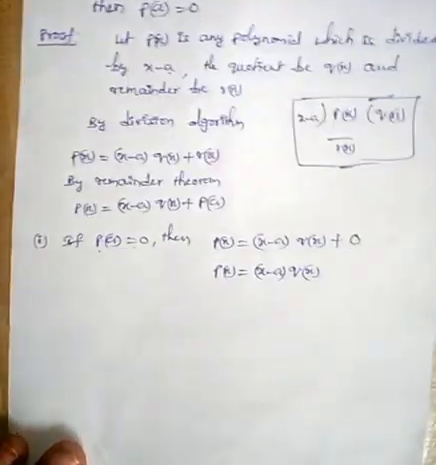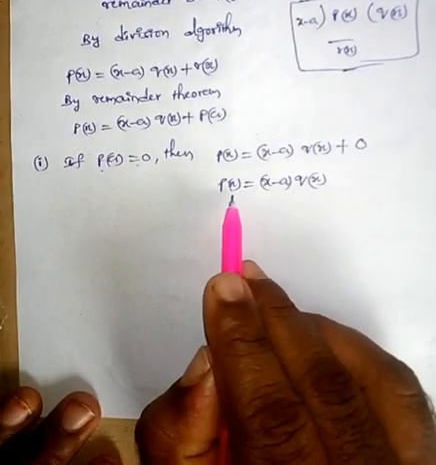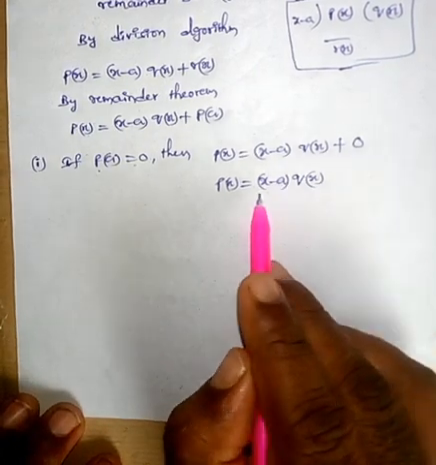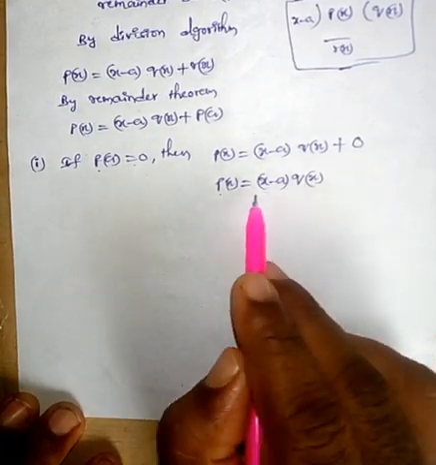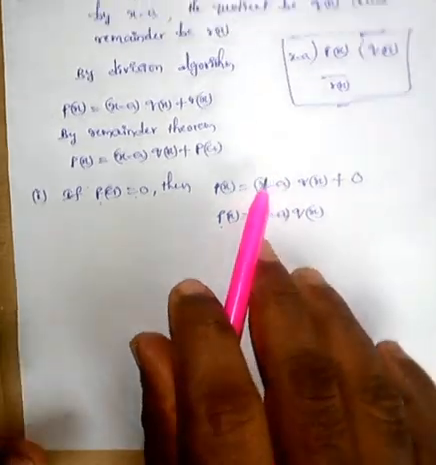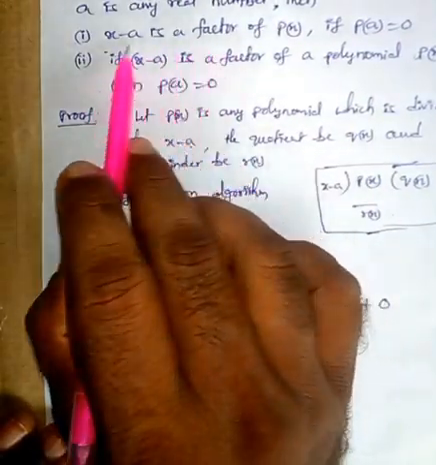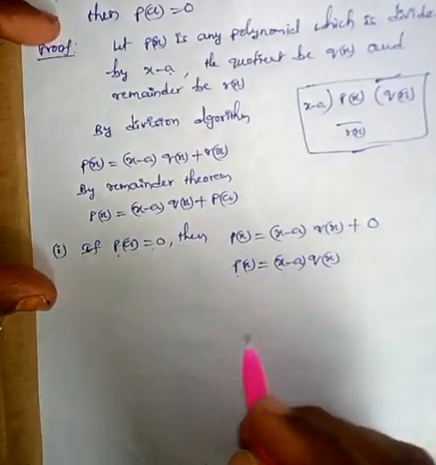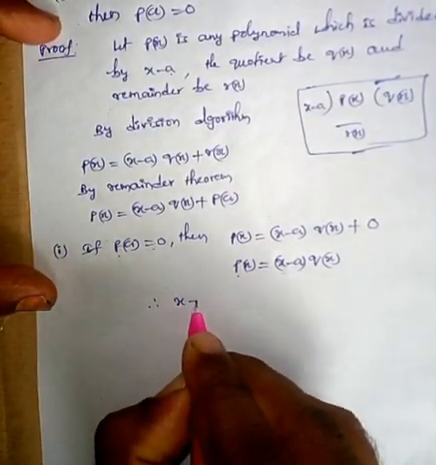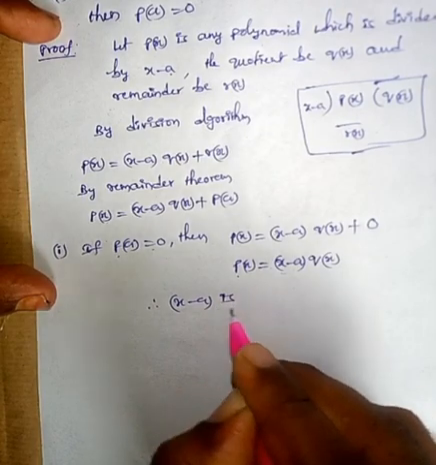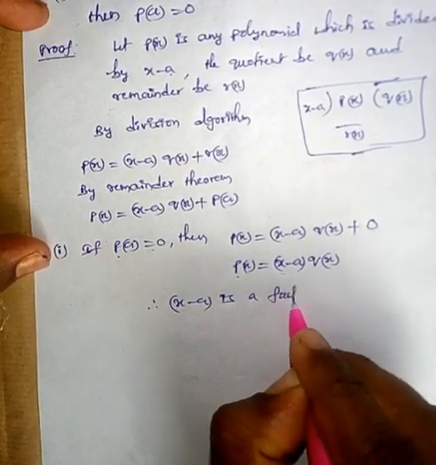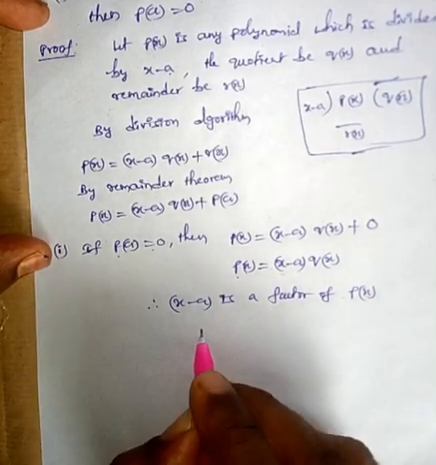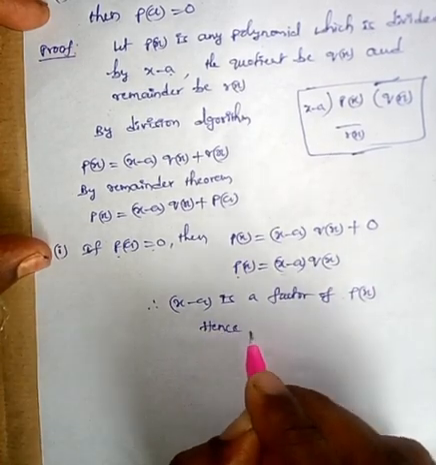Okay, so in this case also we can write p(x) as the product of (x minus a) and q(x). That's why x minus a is a factor of p(x) and q(x) is also a factor of p(x). But here we need only that x minus a is a factor of p(x). That's why you can say that here x minus a is a factor of p(x). Okay, hence case 1 proved.